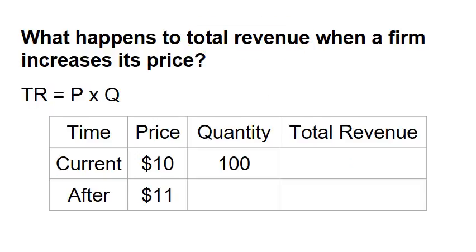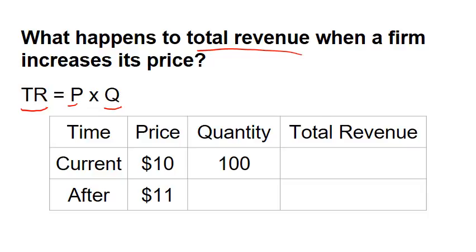Now, first we've got to know what total revenue is. Total revenue is the total amount that all customers pay the firm for the output they purchase. In our simple example, total revenue is the product of price and quantity sold. If we let TR be total revenue, P be price, and Q be quantity, total revenue is the product of price and quantity.